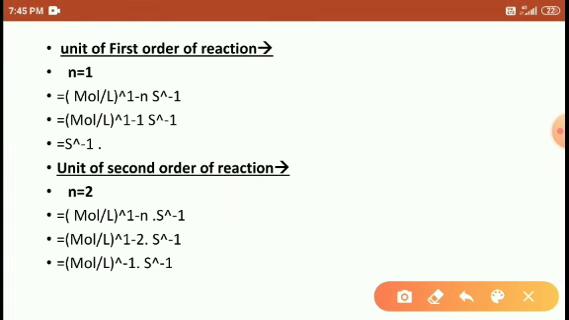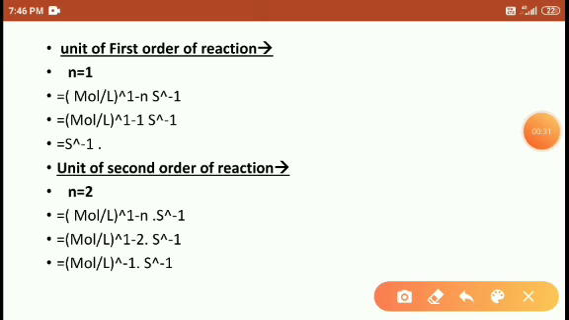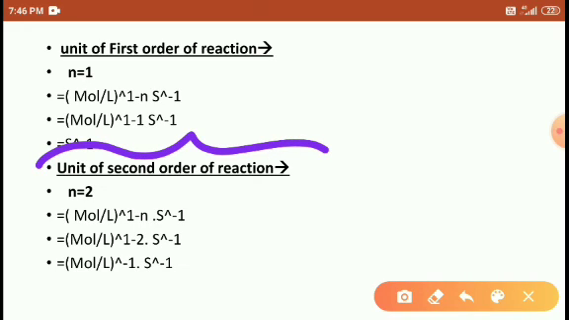For the unit of first order, n is equal to 1. N equal to 1 means that is the first order of reaction. So we substitute the value 1 in place of n. Then the whole exponent becomes 0. Then we get the answer, per second. Right students? Okay.